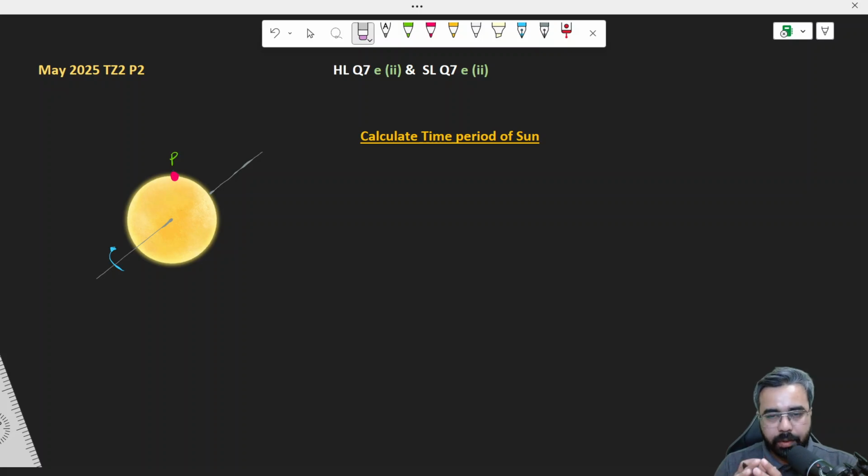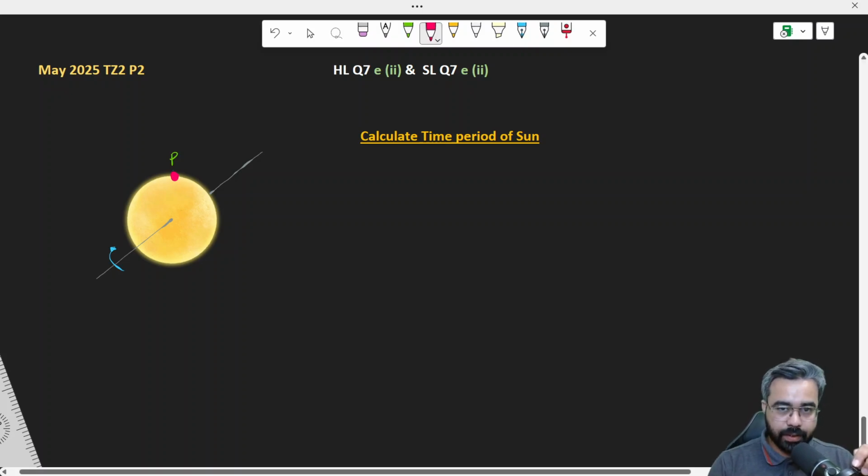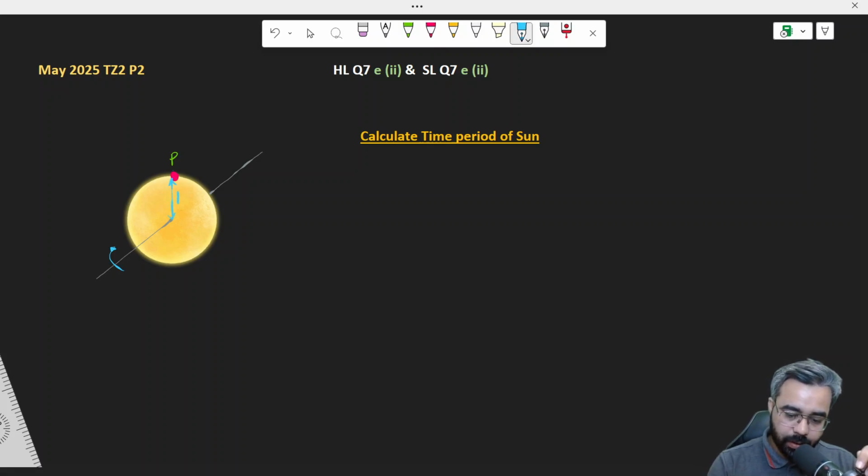Okay, students, so the last part of this question. Now we have to find out the time period of the sun. Logically think: on the basis of what information can we find this time period? We can link it with a uniform circular motion or uniform rotational motion, as you see that it is showing us that the sun is rotating about its axis, and we are assuming that its radius r is not going to change.